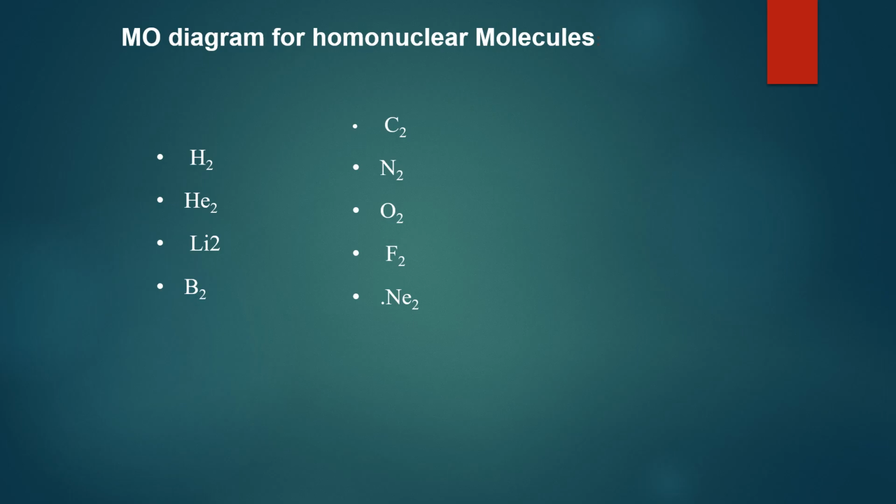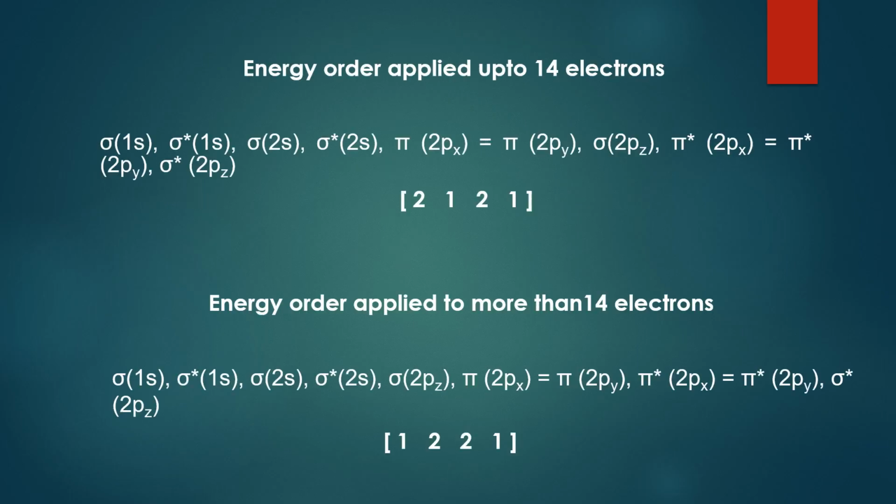Let us see the different examples of homonuclear diatomic molecules. What are homonuclear diatomic molecules? When the bond is formed between two similar atoms, such types of molecules are called homonuclear diatomic molecules. H2, He2, Li2, B2, C2, N2, O2, F2, Ne2 are examples of homonuclear diatomic molecules.